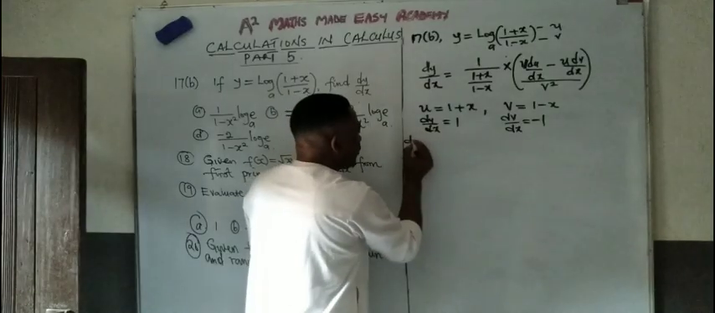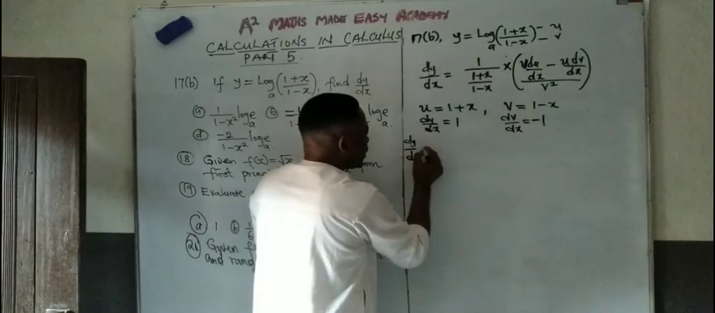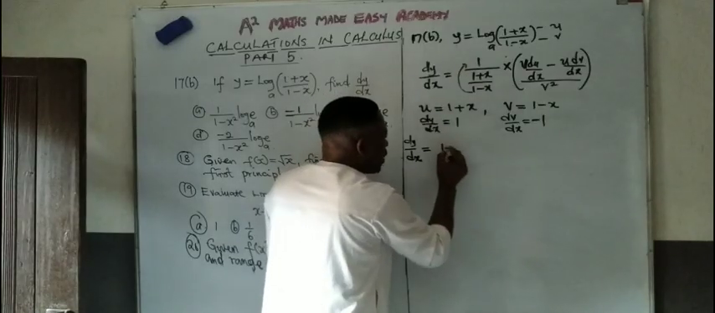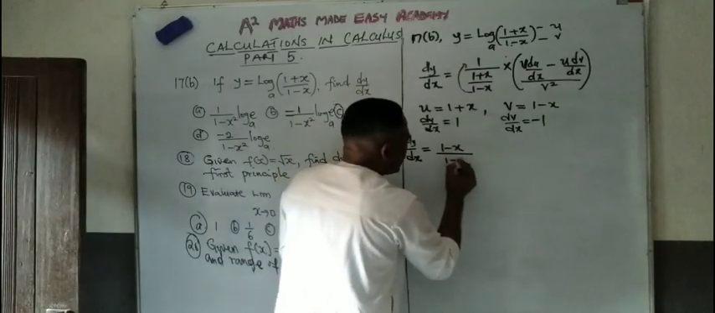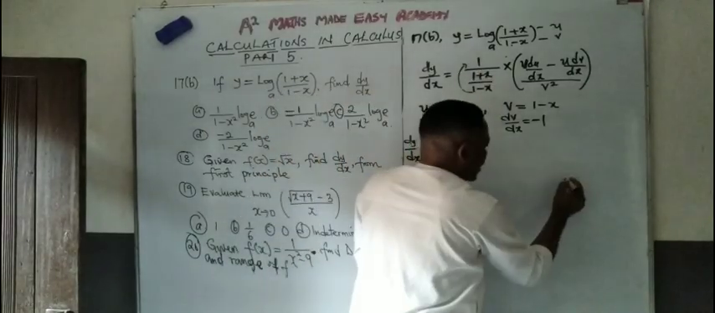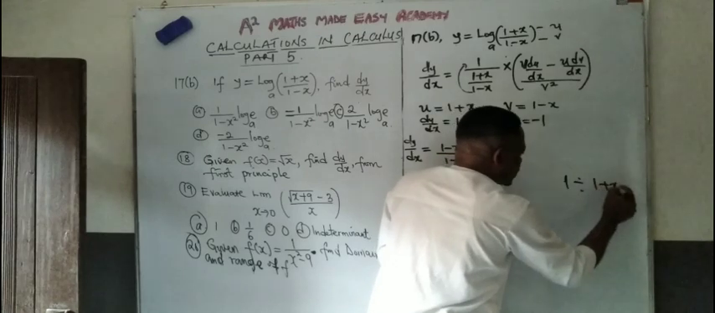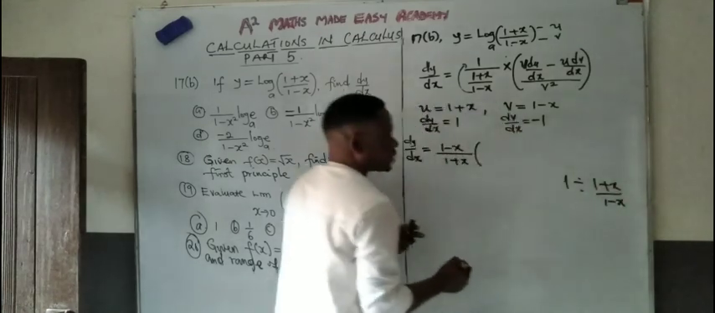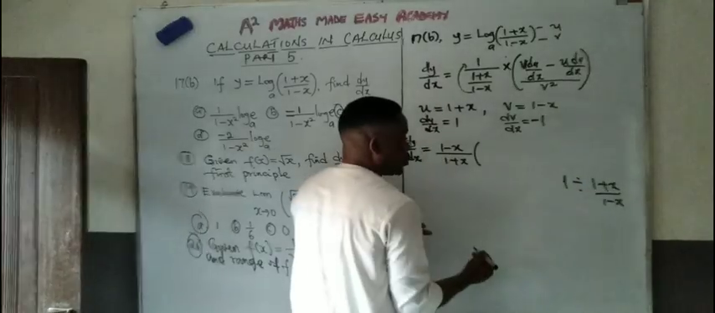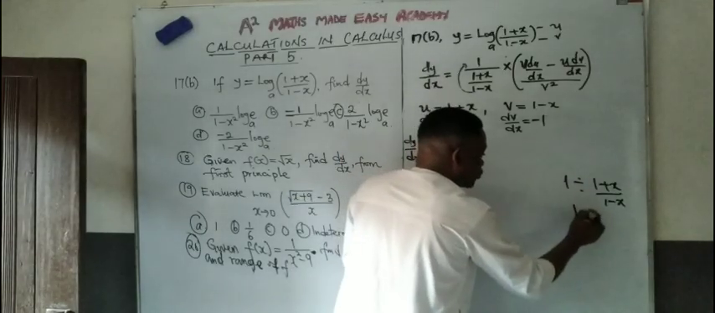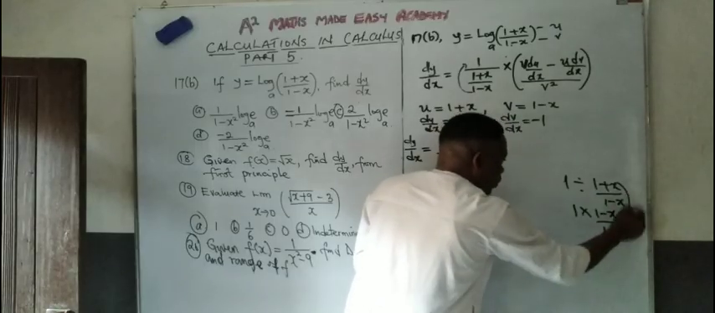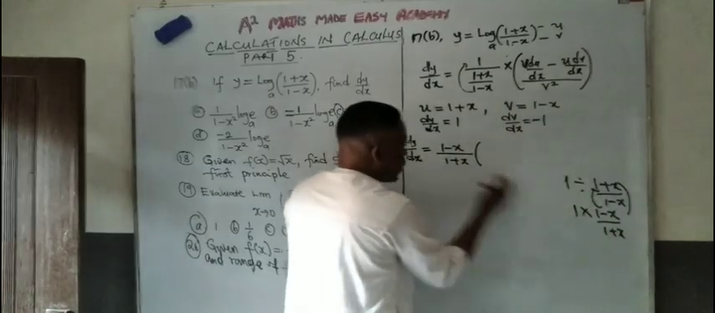So that I will now be having dy all over dx equal to, this particular one will move up, right? It will become 1 minus x all over 1 plus x. Then open the bracket. This is the same thing as 1 divided by 1 plus x all over 1 minus x. The rule is that when you see division, change it to multiplication. Inversion will occur. Can you see it will now give us 1 times 1 minus x divided by 1 plus x? This one will go down, this one will go up. At the end, we get something like this.